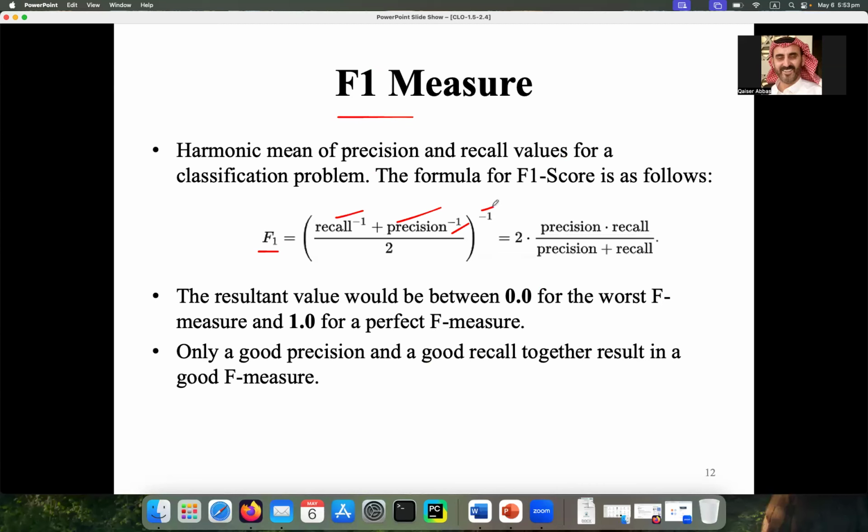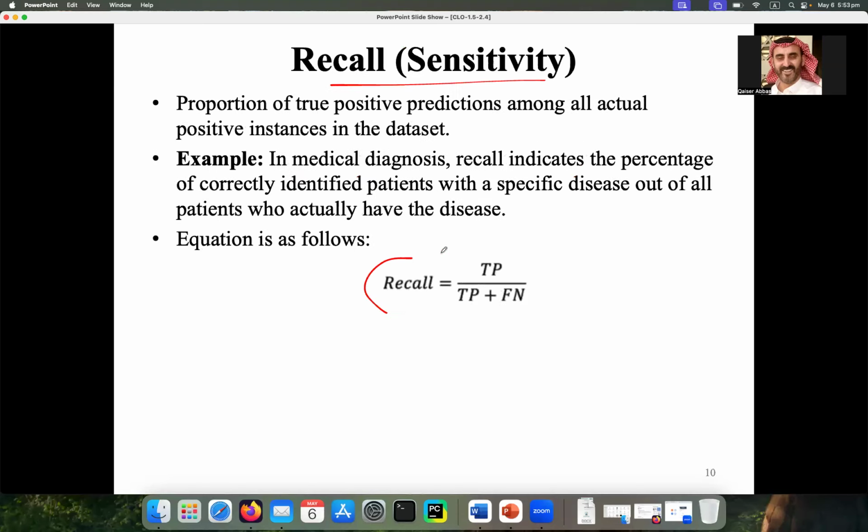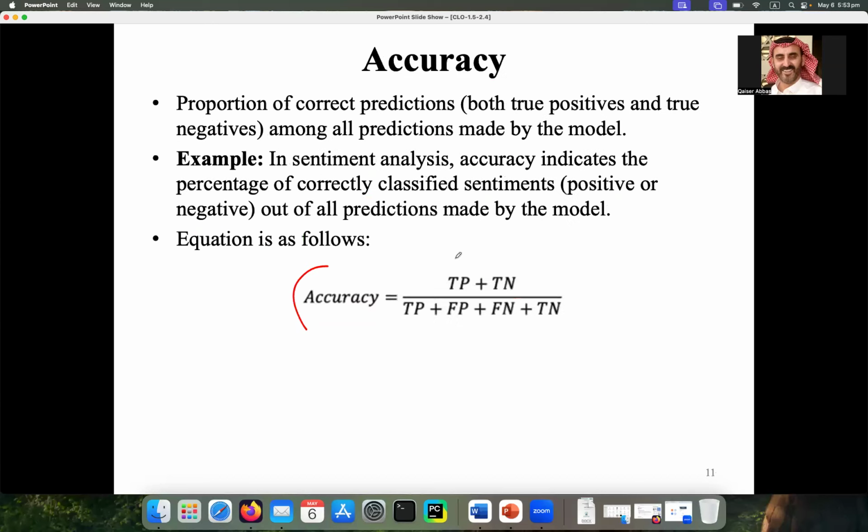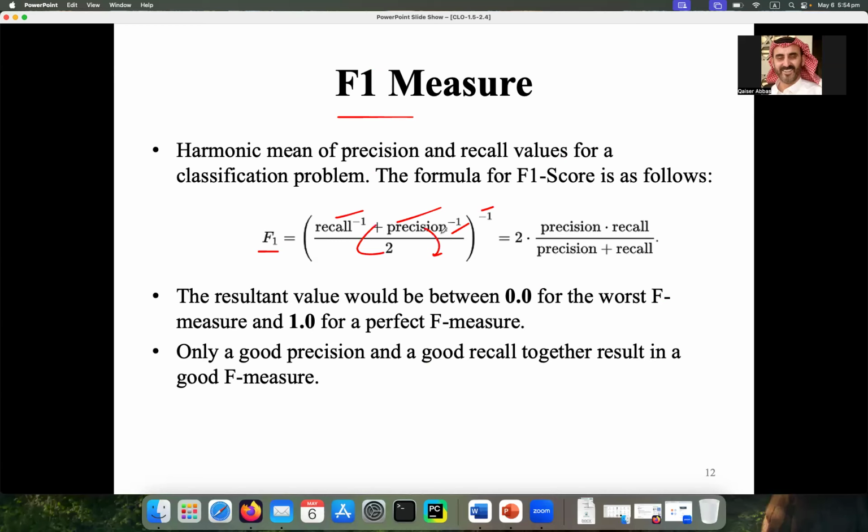What does it mean? Just change the position of the numerator and the denominator. 2 will become the numerator and this will become the denominator. And then you will have this equation which is written here, 2 divided by 1 over precision plus 1 over recall. Okay, that is the same story. Now finally this is the equation.